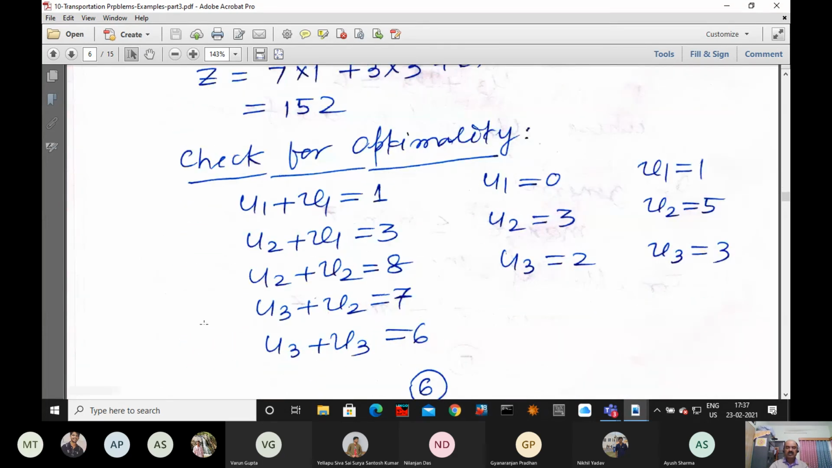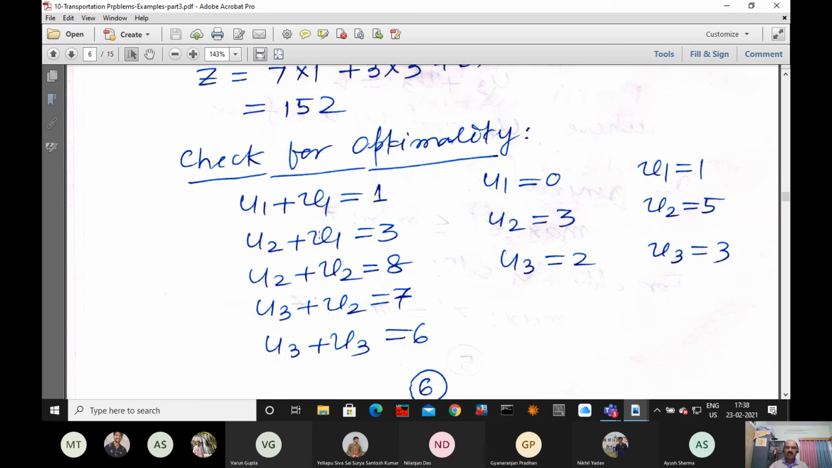All are there. So how many equations are there? 1, 2, 3, 4, 5 equations. How many unknowns are there? The dual variables are unknowns. How many are there? 6. 5 equations, 6 variables, so we have to find a solution. Set one of them arbitrarily to 0. We are setting U1 equal to 0. If you set U1 equal to 0, V1 equals 1.